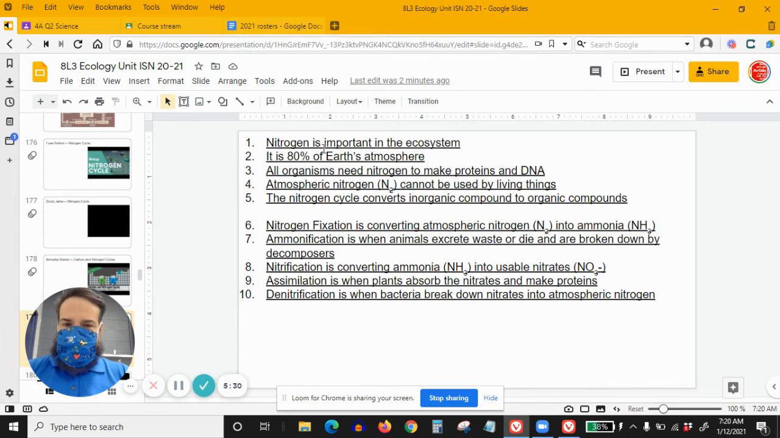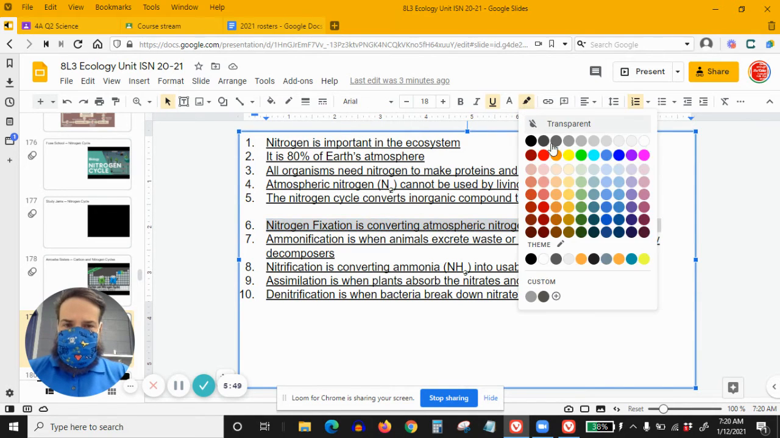All right, let's see here. Anything here we need to write down? All organisms need nitrogen to make proteins and DNA. Atmospheric nitrogen cannot be used by living things. Nitrogen cycle converts inorganic compounds to organic compounds.